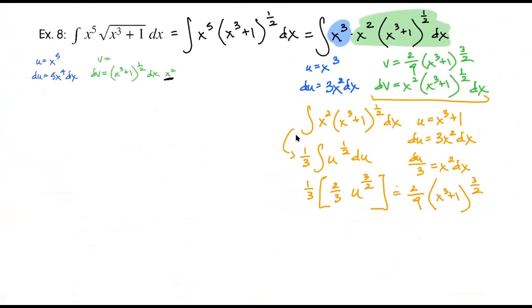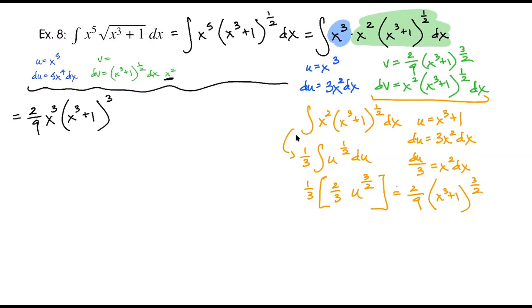So that's definitely more of a setup, but in this case, we're only going to need to use integration by parts one time, okay? So let's come back over here and let's set up our integration by parts. So first thing I need is my u times my v. So I've got 2/9 x to the 3rd times x cubed plus 1 to the 3/2. That's my u times v. Minus the integral of v du.